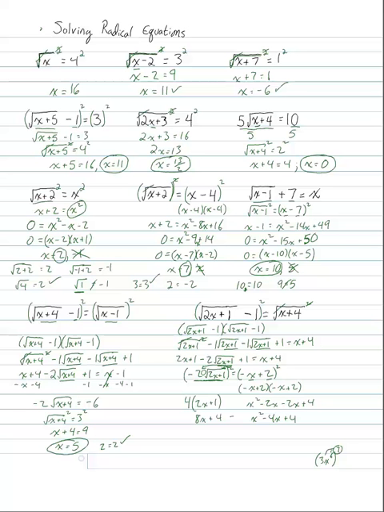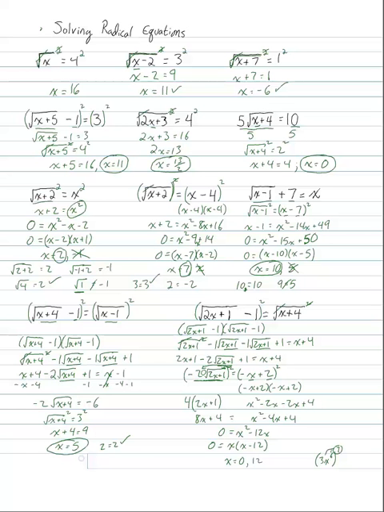Okay, quadratic, I'll get everything over to one side. So I'll get 0 equals x squared minus 12x. Factor, pull out an x, and I'm going to get x equal to 0 and 12. I'm going to check both.